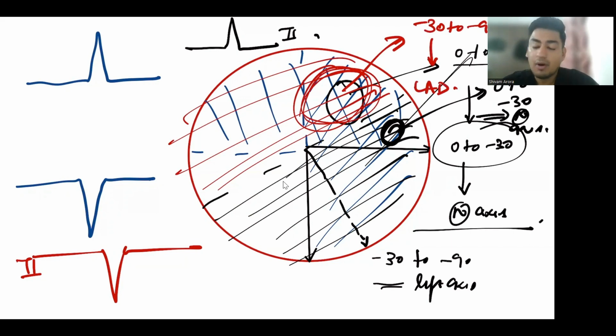So for all the axes, we have to look at lead 1 and AVF. But in this special circumstance, we have to look at lead 2 as well. Clear?